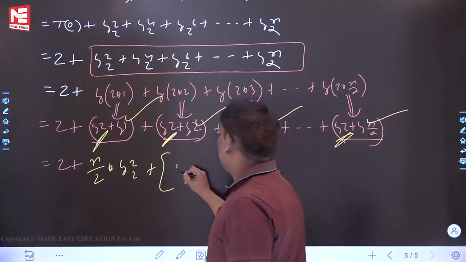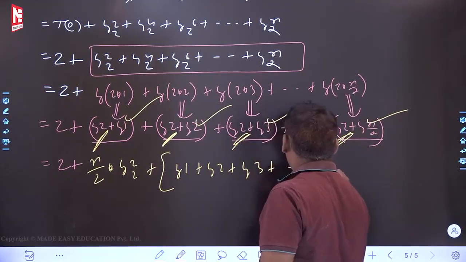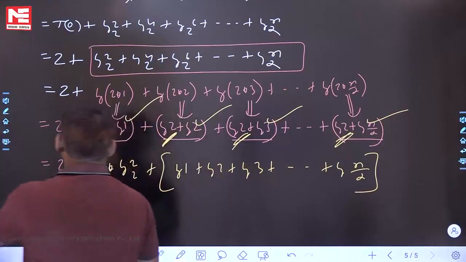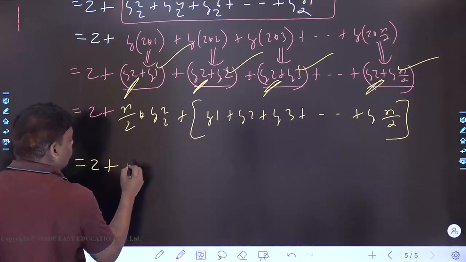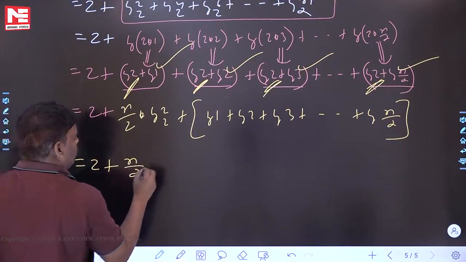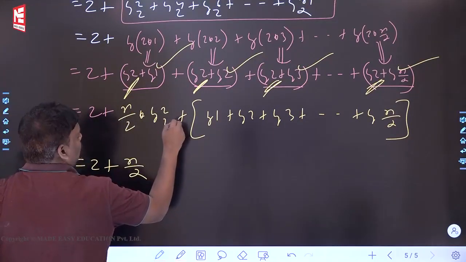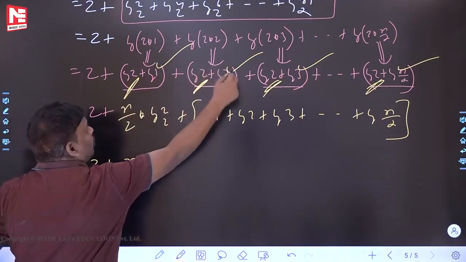Remaining all, let me write here: log 1, log 2, log 3 and so on, log n by 2. Right? This will go to 2 plus n by 2 into log 2 base 2, which is 1. So n by 2. Right? Plus. It is not into. Please be careful. It is going to be plus, because everywhere log 2 is there.